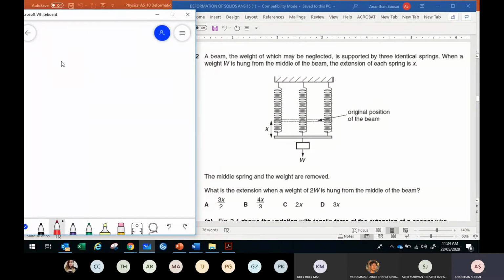Okay, so they're asking only 2 springs with 2W. They're asking what is the extension? How many X? Okay, I got one answer. D, 3X. Is it 3X? The others got 3X.